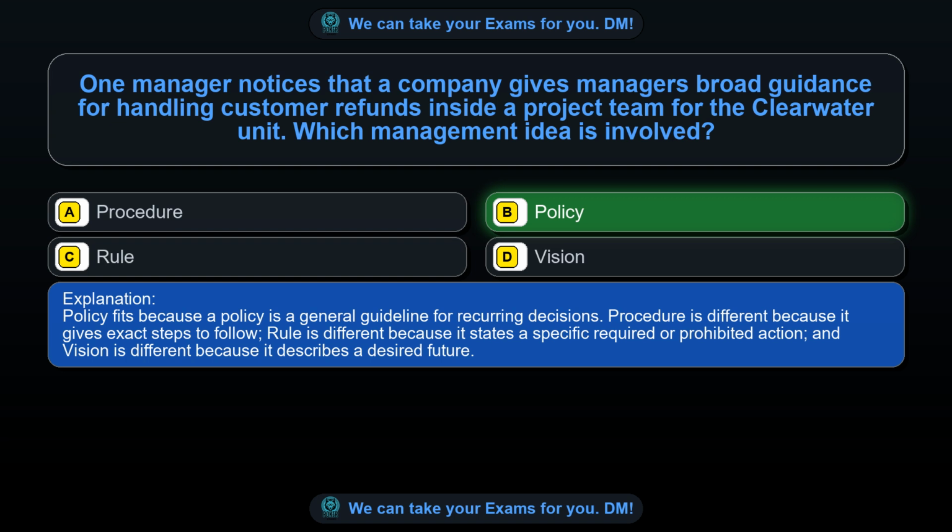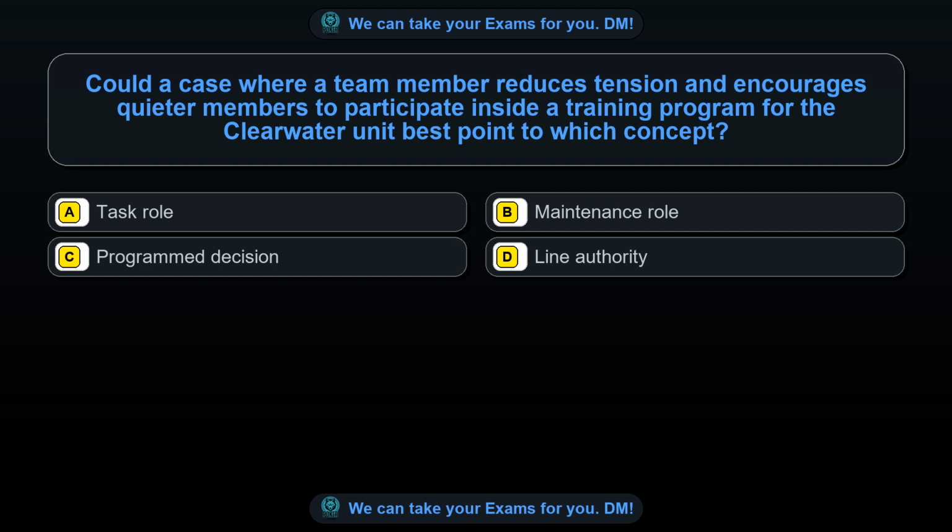desired future. Question 20. Could a case where a team member reduces tension and encourages quieter members to participate inside a training program for the Clearwater unit best point to which concept? Option A, task role. Option B, maintenance role. Option C, program decision. Option D, line authority. The correct answer is option B, maintenance role.